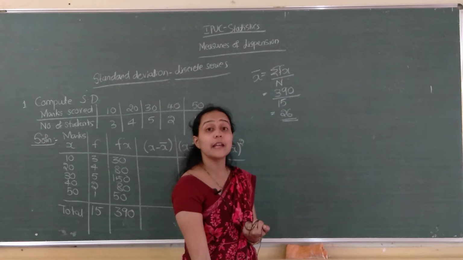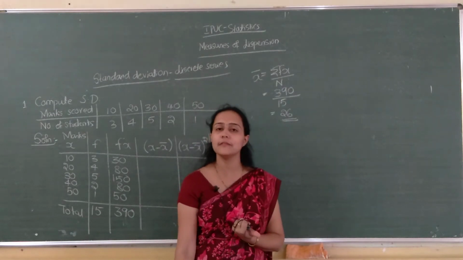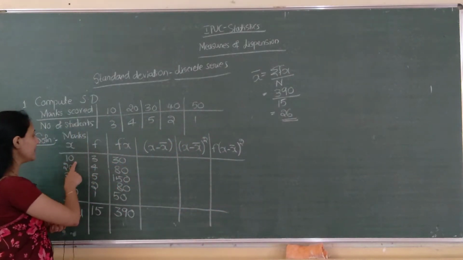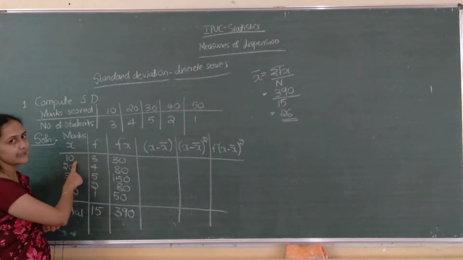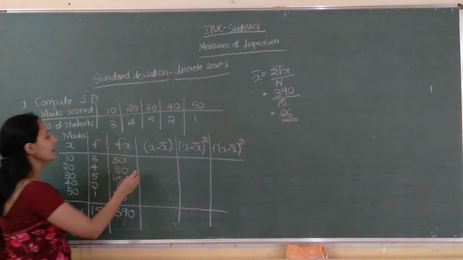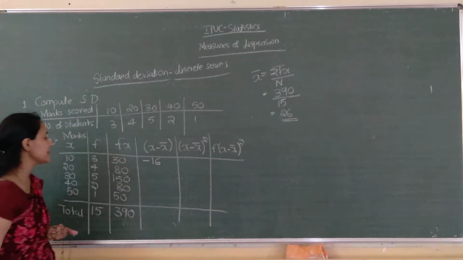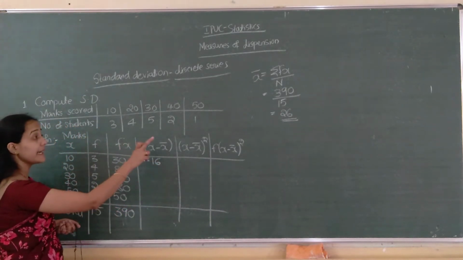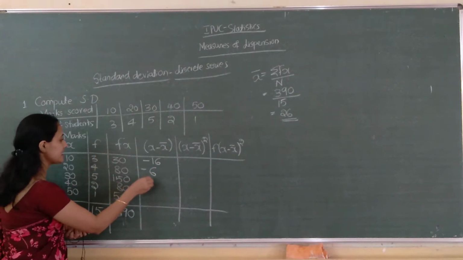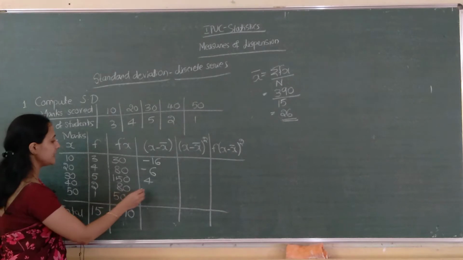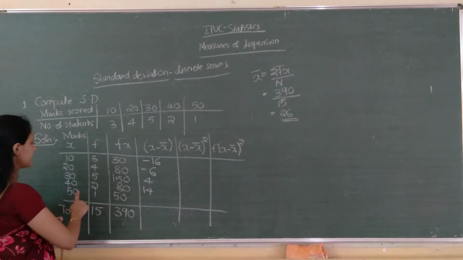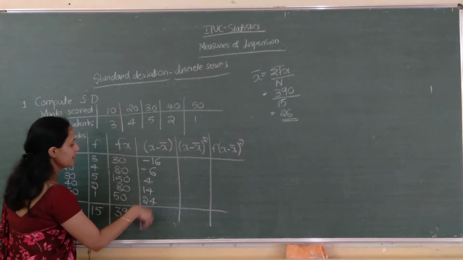Next what we have to do? We have to compute the deviation from each x value. X value means this one. Remember, the variable given there is our x. 10 minus 26, you have to write the sign. It is minus 16. 20 minus 26 is minus 6. 30 minus 26 is 4. 40 minus 26 is 14. Correct? Yes. Last, 50 minus 26 is 24.